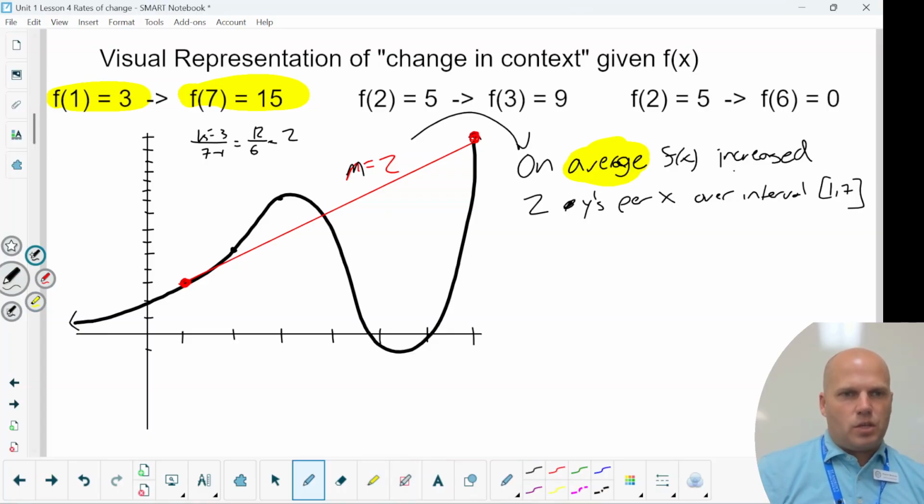We then get to the points (2, 5) and (3, 9), and we can see this steeper slope. We calculated this as 4.